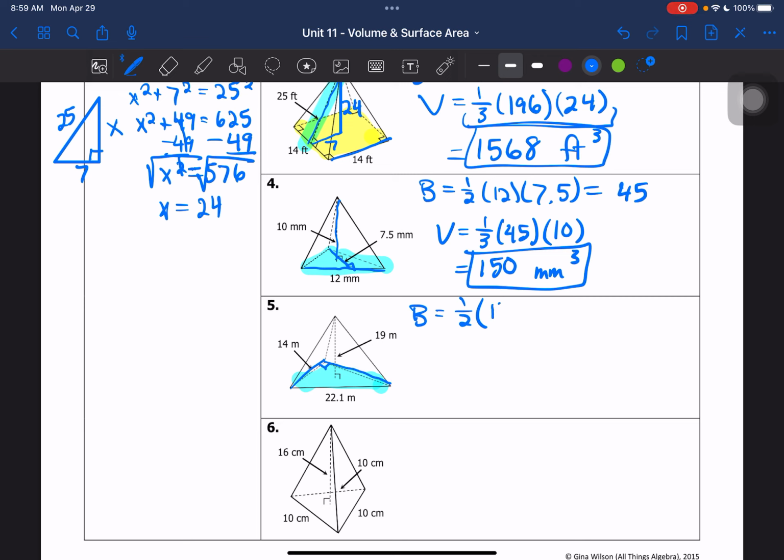a right angle. So 14, the thing is we don't know what this side is, so we have to use Pythagorean theorem again to find that. It's like if I went off to the side and said 14 squared plus x squared is equal to, this 22.1 is across from the right angle, so that's the hypotenuse, which means that's the number that goes by itself.